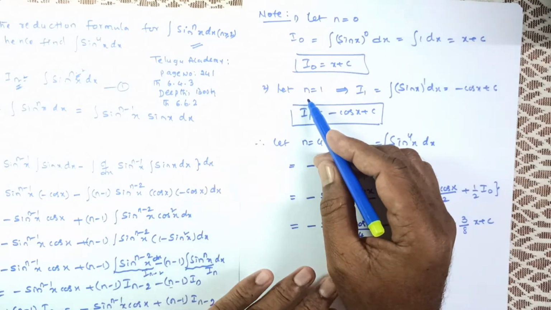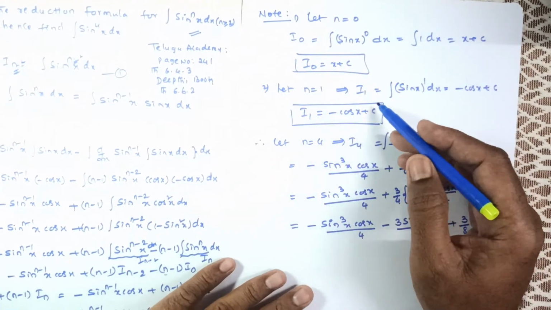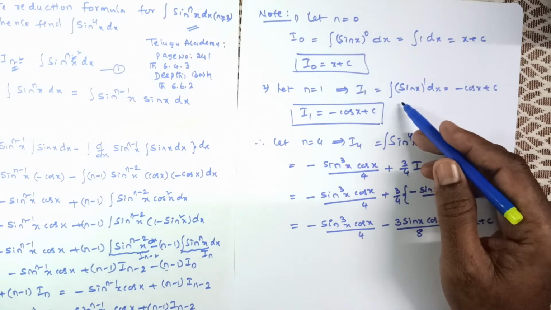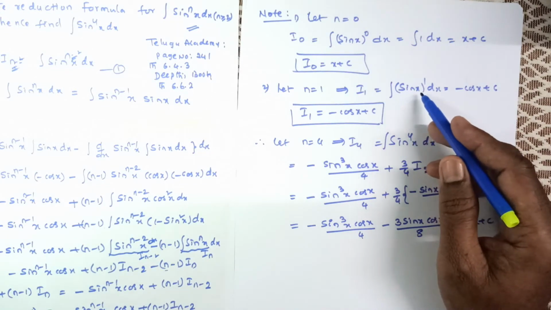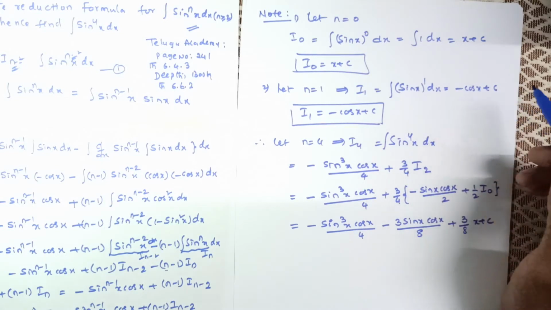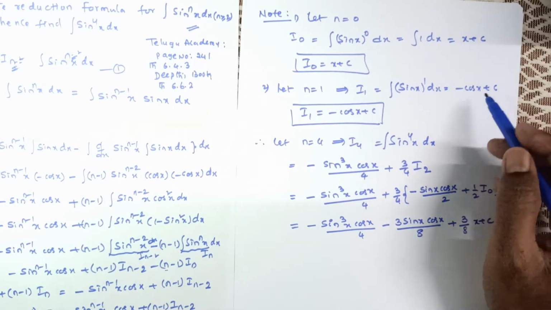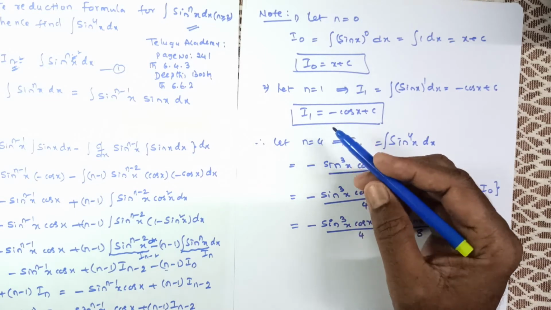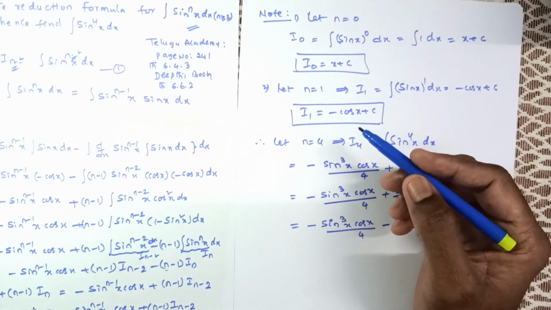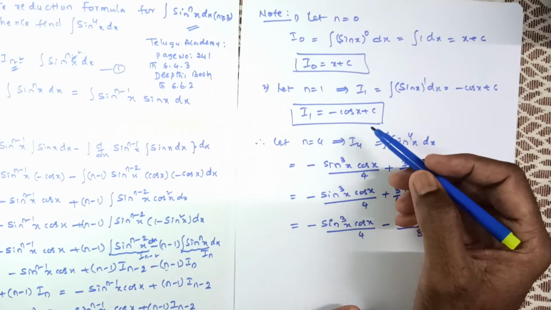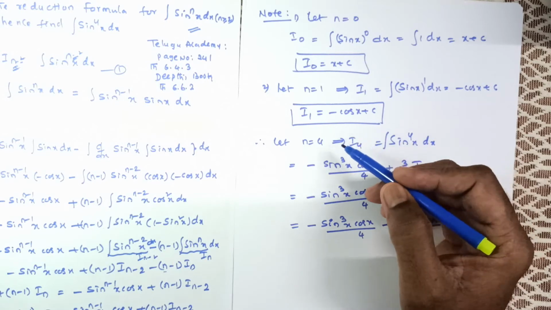Next let n is equal to 1, that is I suffix 1 is equal to integration of sine power 1 x dx. So that is minus cos x dx plus c. So I1 is equal to I suffix 1 is equal to minus cos x plus c. So these values we can substitute in the I4.